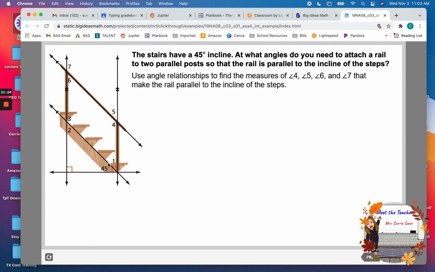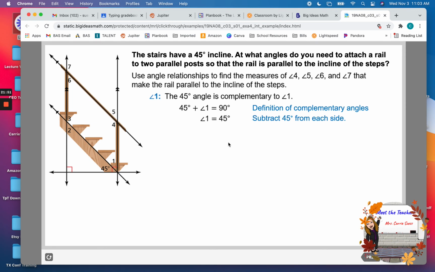So if I know this is 45, can I find the measure of angle 1? What would the measure of angle 1 be? 45. 90 minus 45. Yes. So the measure of angle 1, since it's complementary, they add up to 90. So you're going to do 45 plus angle 1 equals 90. Then you subtract and you get the measure of angle 1 is 45 degrees.